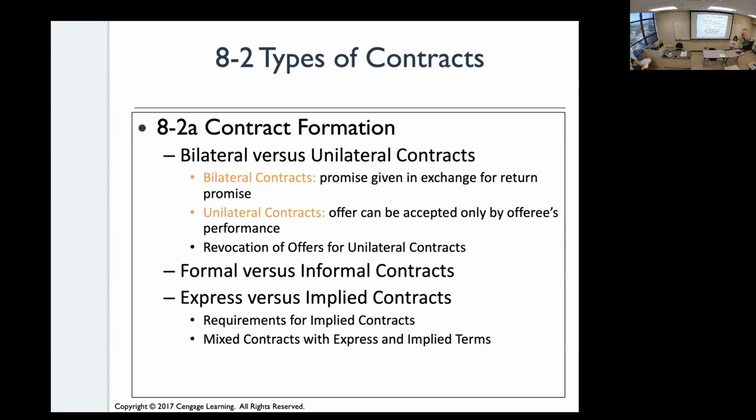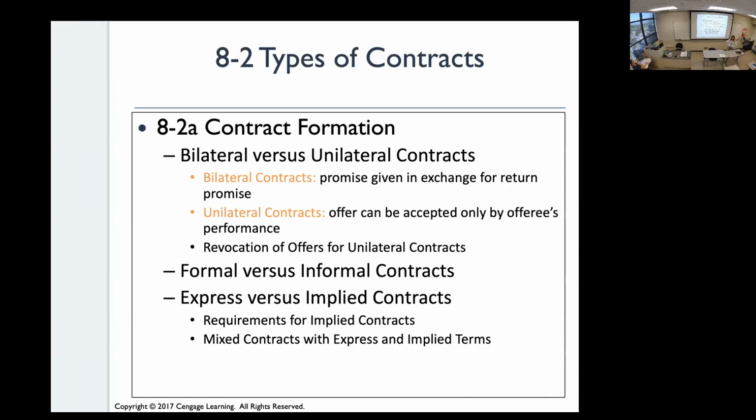Revocation of offers for unilateral contracts. I can make an offer to the public, and then I can revoke the offer. I can say this offer is no longer valid. However, if somebody has substantially performed, I can't then revoke it.